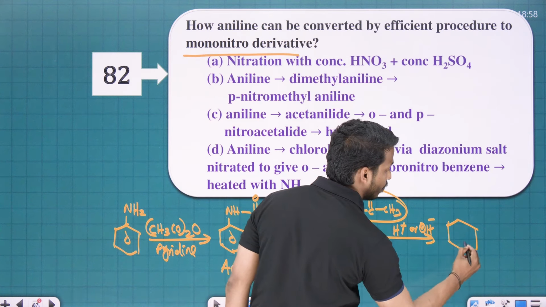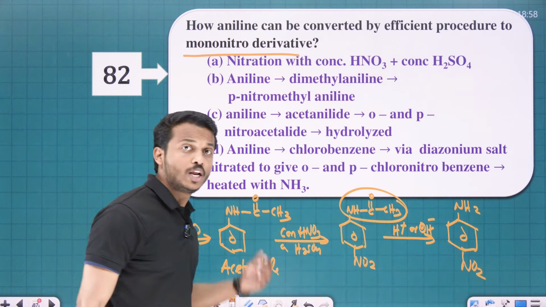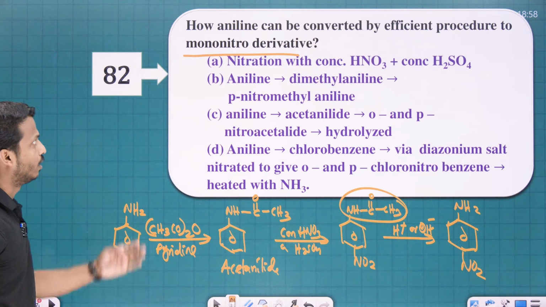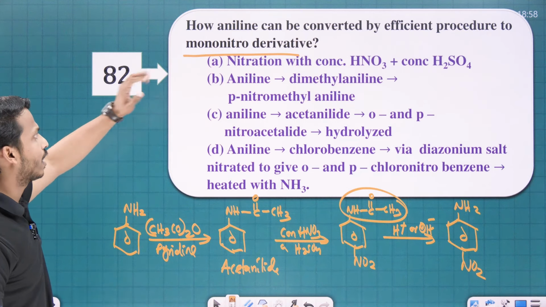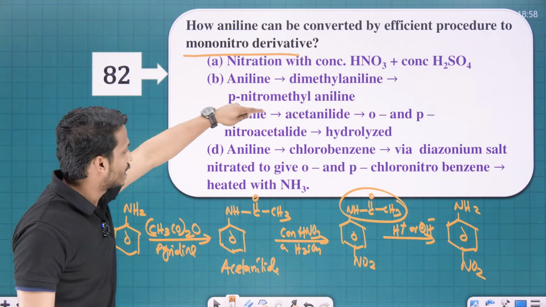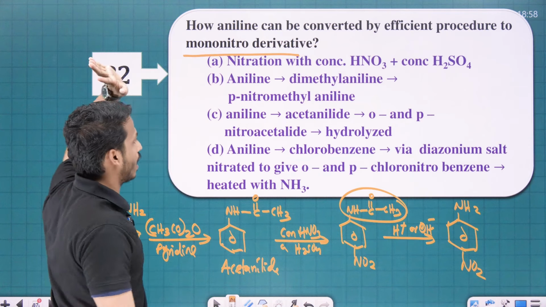We get the amine back. It will become NH2 and nitro group. So they're asking, in order to prepare mononitroaniline, what procedure do we have to do? Check it all. Nitration directly, don't do that. Aniline with a dimethyl, nothing. Aniline to acetanilide, then ortho para nitro acetanilide, then hydrolyzed.